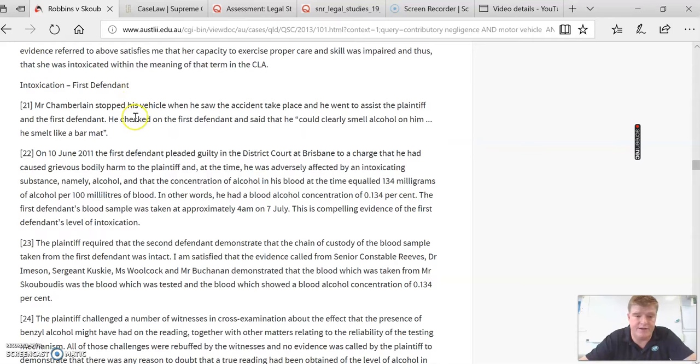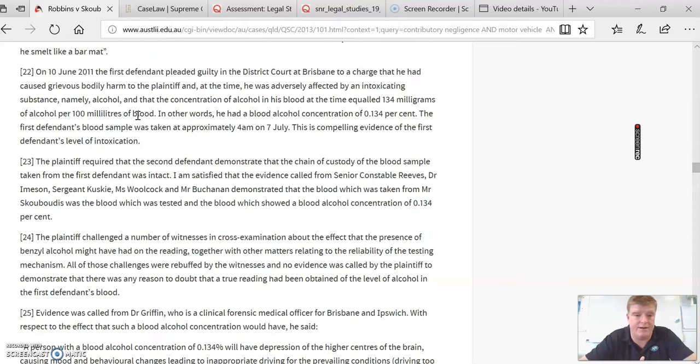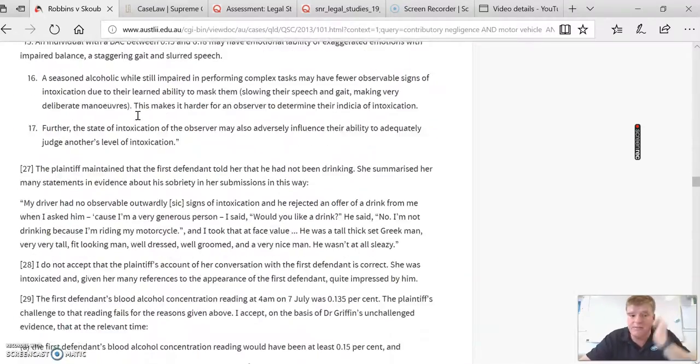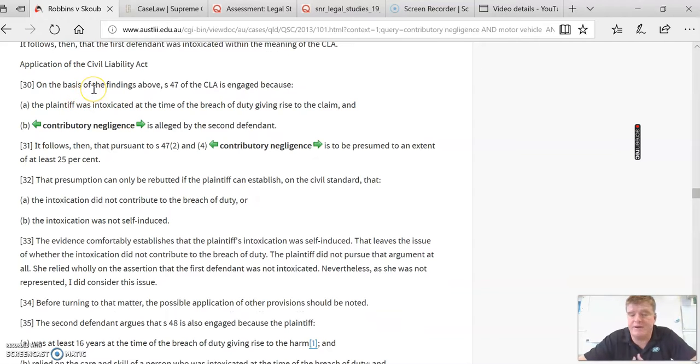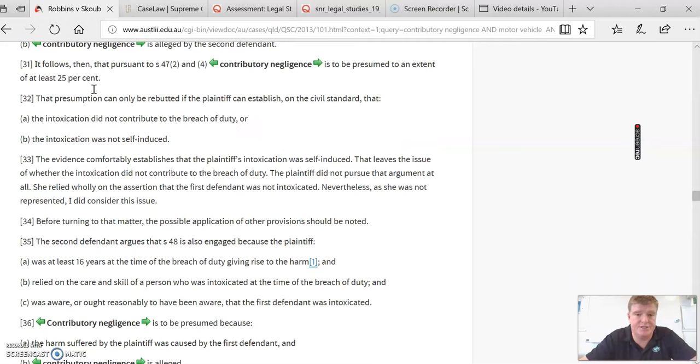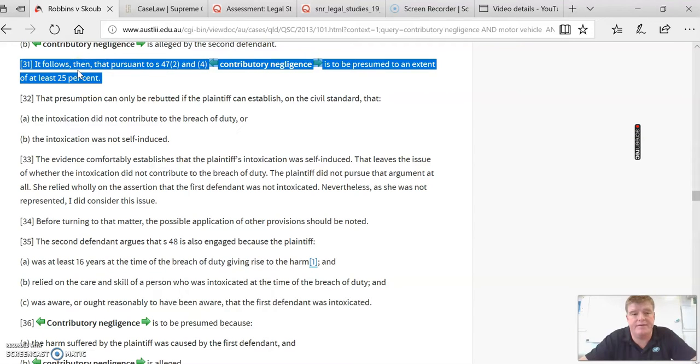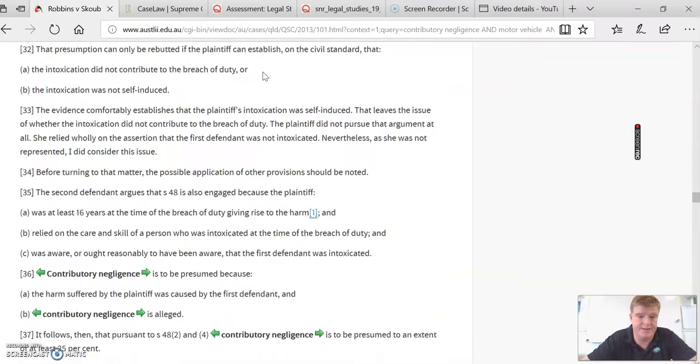The first defendant, they're looking at how intoxicated they were, the results, so that's good. We're looking to see if we can find some. Here we go. So on the basis of the finding above, Section 47 of the Civil Liability Act is a complaint because the plaintiff was intoxicated at the time of the breach of duty, and the contributory negligence is alleged. So it follows that contributory negligence is presumed to be at least 25%. So we know that's the presumption if you, as a passenger, get into the car knowing that the driver is drunk, that's the level of contribution there.